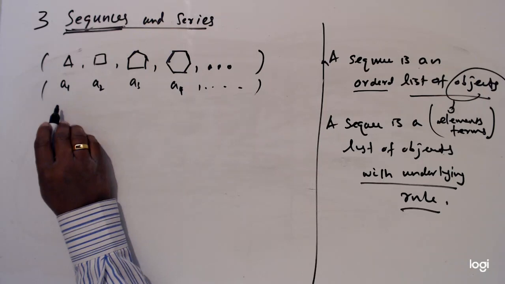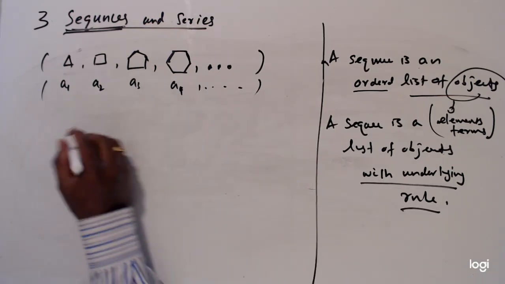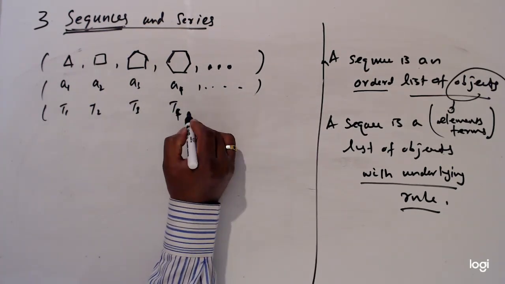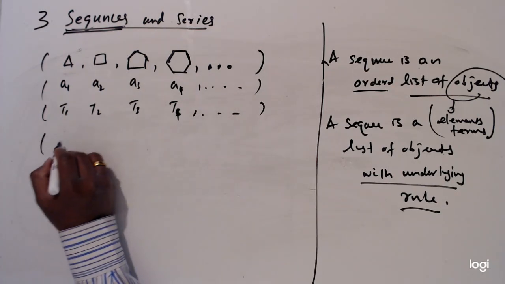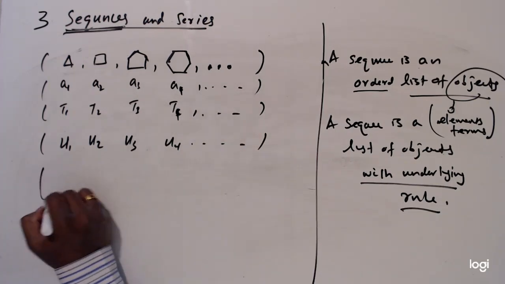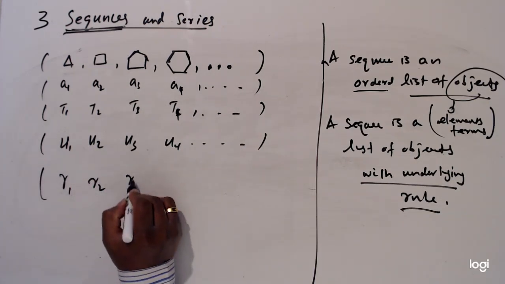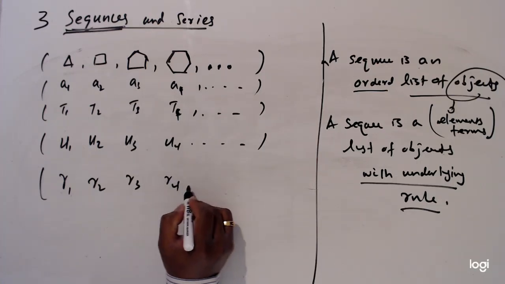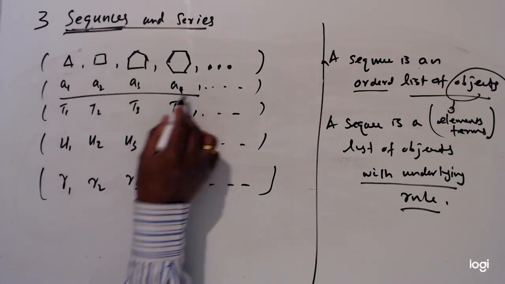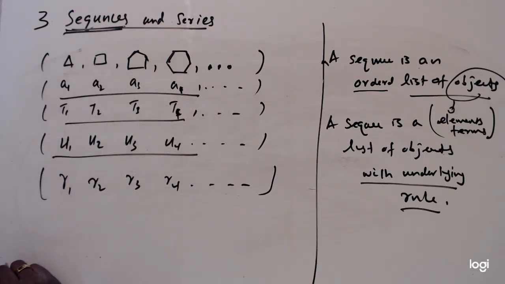Usually we denote a sequence with A1, A2, A3, A4, or in some books you can see T1, T2, T3, T4, or in some books U1, U2, U3, U4, or sometimes R1, R2, R3, R4. It's up to the author basically, but the standard terms usually used are A, T and U.